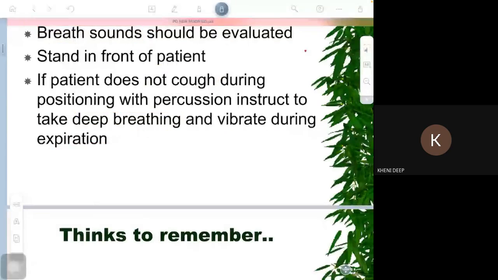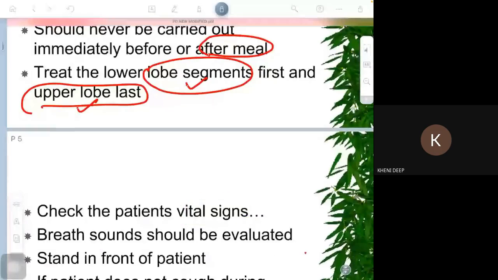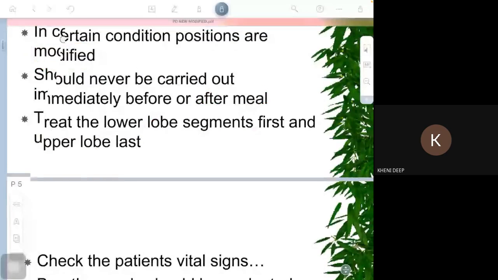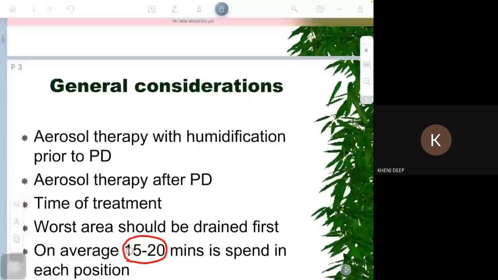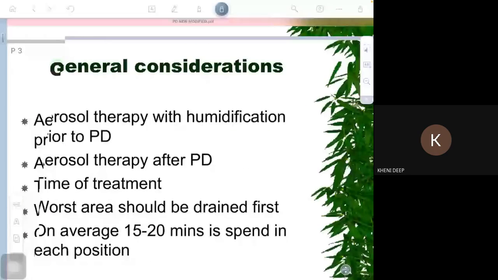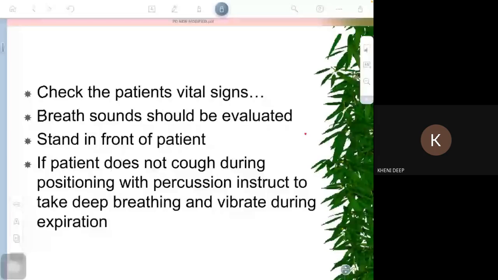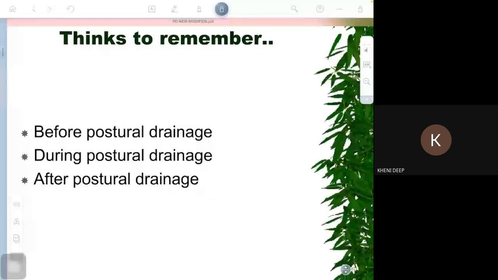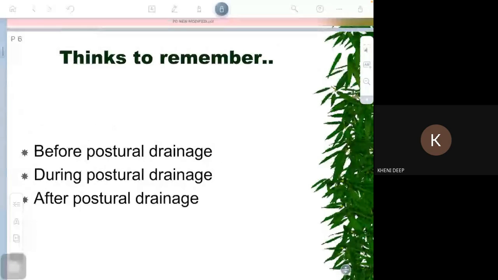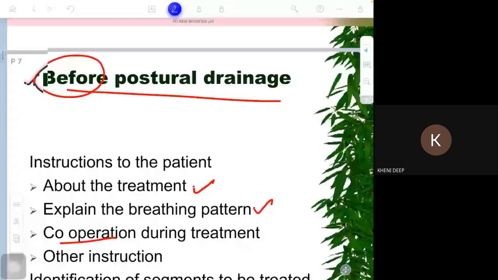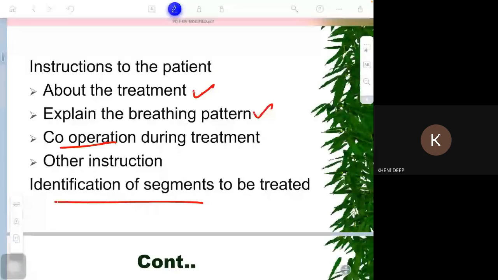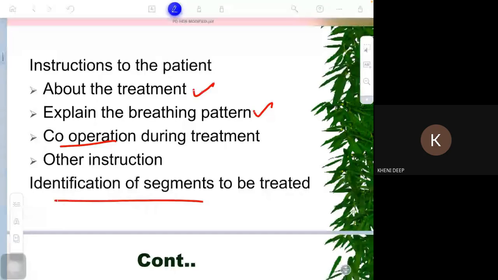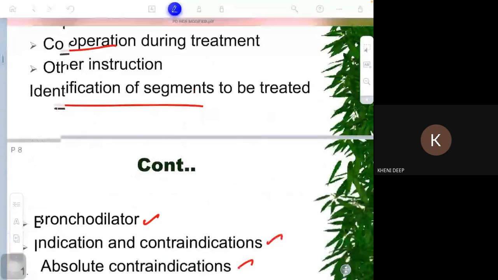So last class we were discussing postural drainage, general considerations. All these things we discussed, and we were discussing things to remember before postural drainage, during and after. I think I had completed before postural drainage. So these are the points we discussed about the treatment, breathing pattern, cooperation, bronchodilator, all these things we discussed.